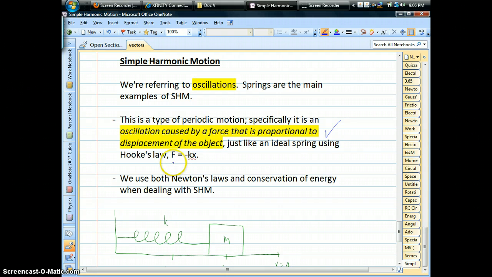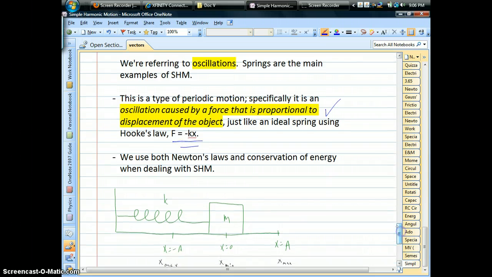So the spring is perfect. We've got Hooke's law, the force is negative kx, where x is your displacement from equilibrium. So things like tuning forks, springs, more or less a pendulum which is swinging back and forth at a small angle, pressure waves that you get out of organ pipes. There are different examples like this for simple harmonic motion.